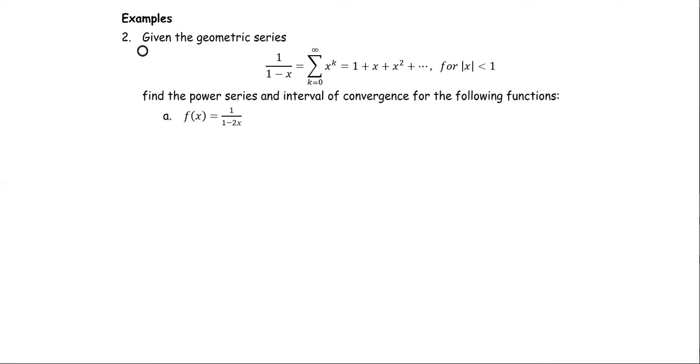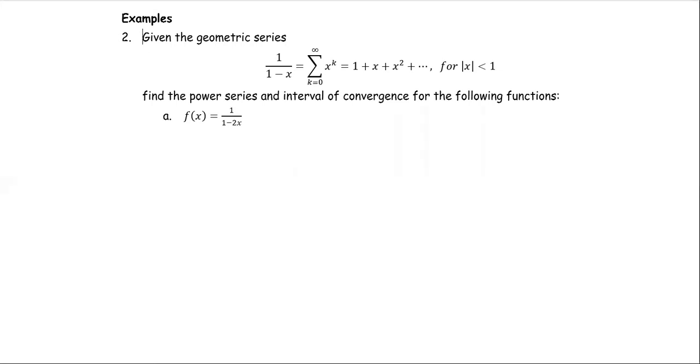Given the geometric series of the form 1 over 1 minus x, or the summation of x to the power k from 0 to infinity, and also in expanded form as 1 plus x plus x squared and so forth, for the absolute value of x less than 1, find the power series and interval of convergence for the following function. For part A, f of x equals 1 over 1 minus 2x.